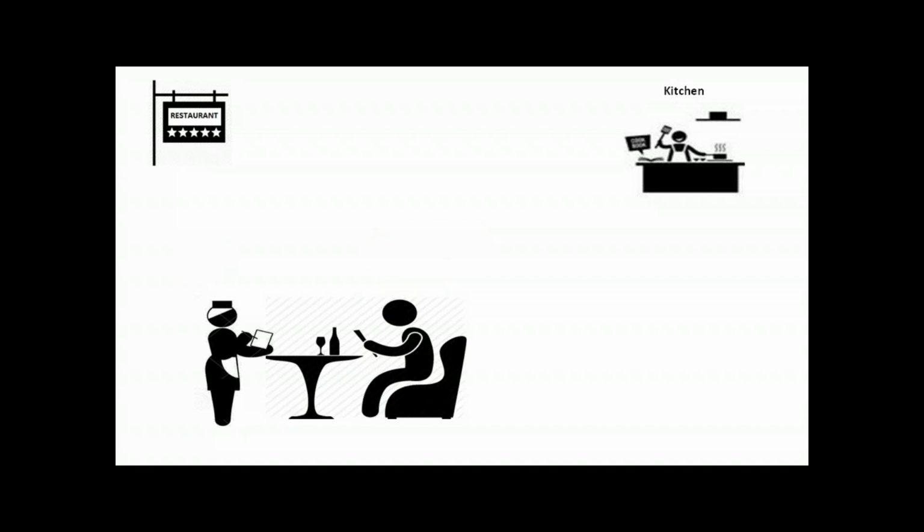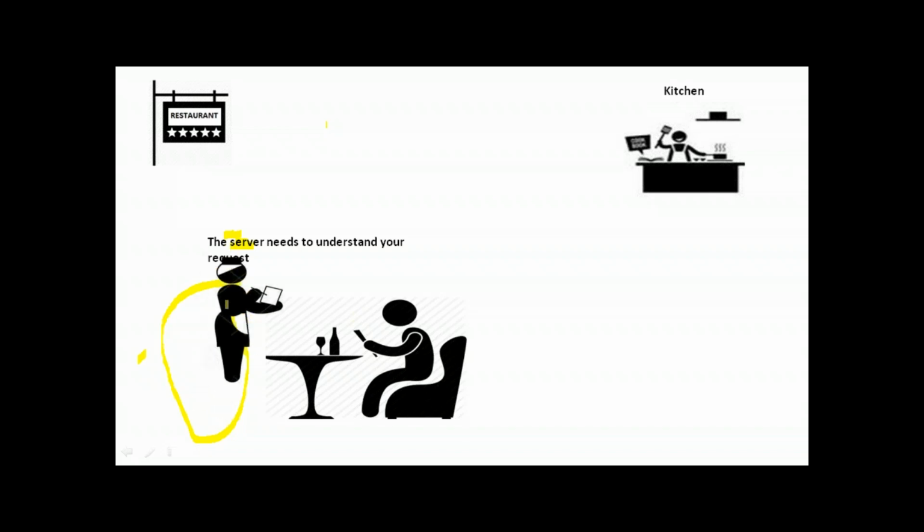Okay. So in order to serve this dish, which is biryani, what is the first thing the server needs to do? She needs to understand the request. The server is not the software server we are talking about. Here we are talking about the hotel server. So she needs to understand the request. That's the first thing.